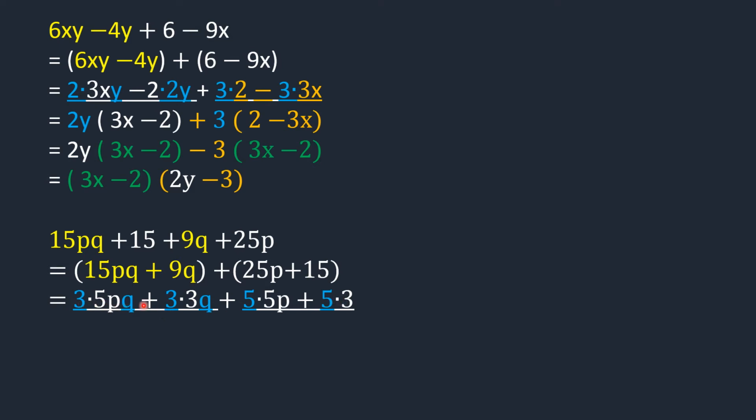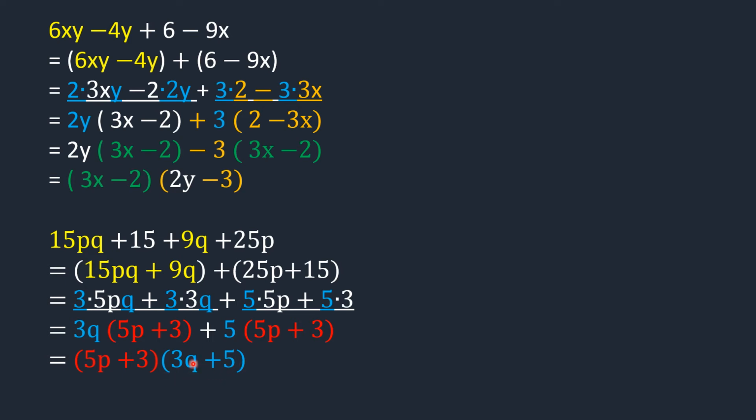See here, 3q. So 3q is the common factor of the first group. Then in the second group, 5 is the common factor. So in the next step, we will write 3q, and what remains is 5p plus 3. We write in the second bracket. In the second group, 5 is the common factor. What remains, we write in the bracket 5p plus 3. So here 5p plus 3 is the common factor, which we will write as 5p plus 3, and what remains is 3q plus 5 as the second factor.